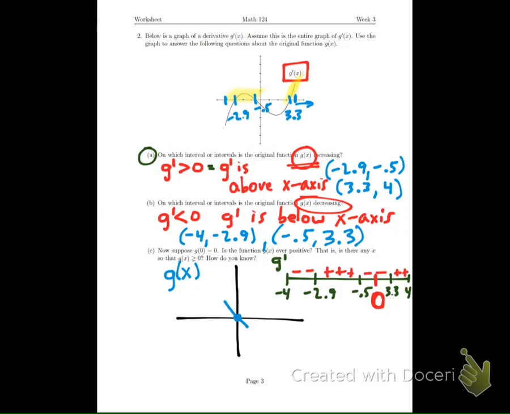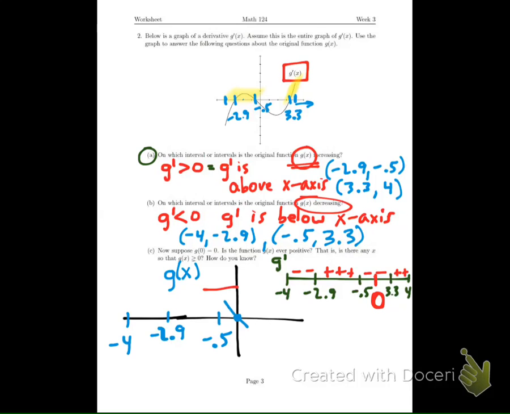But let's see if we can also build the graph of g of x. Now that we have the important information, we know that when x is equal to negative 0.5, we have a horizontal tangent line to the graph of g of x. And then, so we build it backwards, we know it's decreasing. Let's extend that, negative 2.9. I mentioned I was going to build it backwards, but I don't think I want to do that. I want to just put my critical points in here and then go from there.